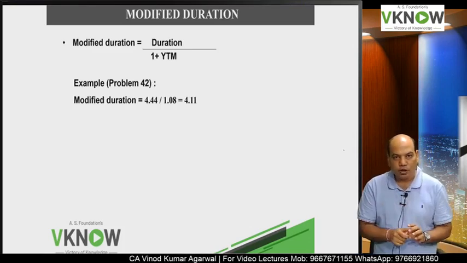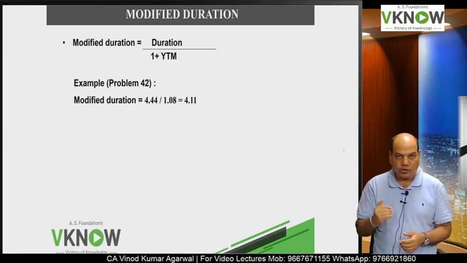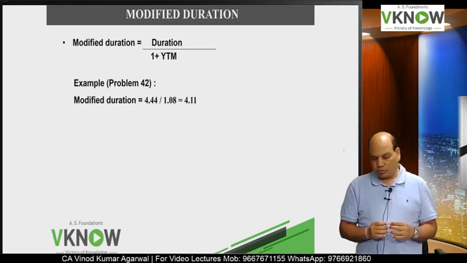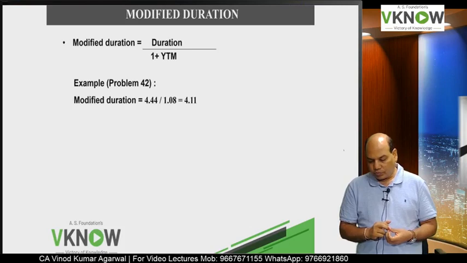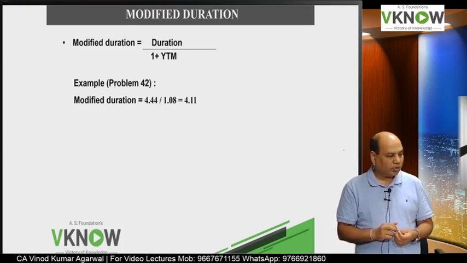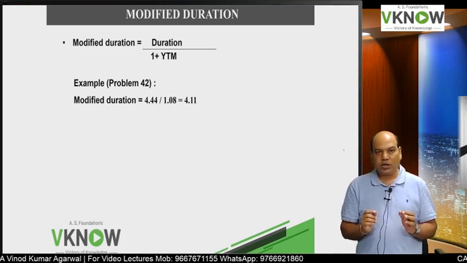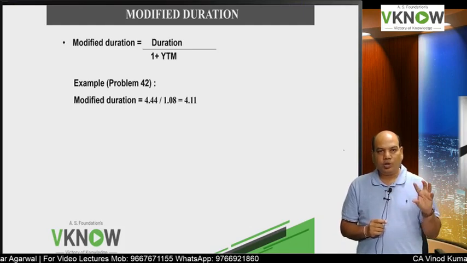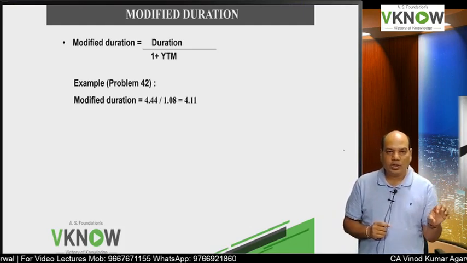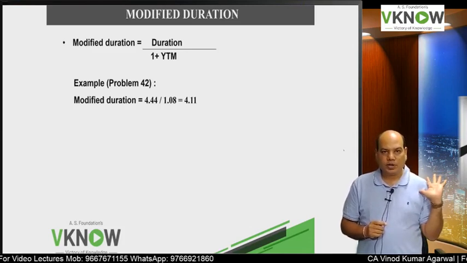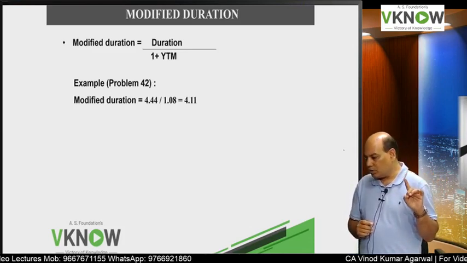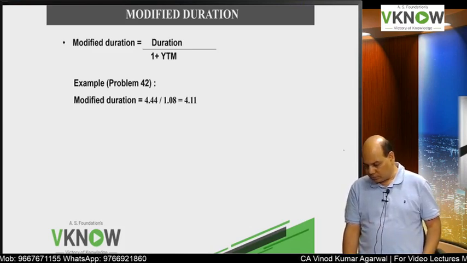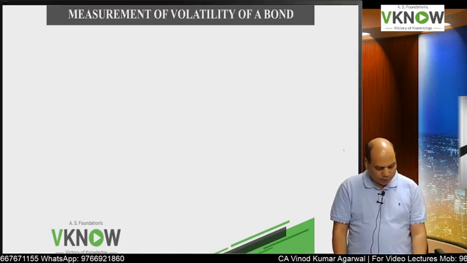Can you see 4.44 is your duration? Divide by 1.08. So you will get 4.11. Modified duration is 4.11, which means that if YTM changes by 1% from here, the bond price will change by approximately 4.11%. Now, next paragraph in your book.